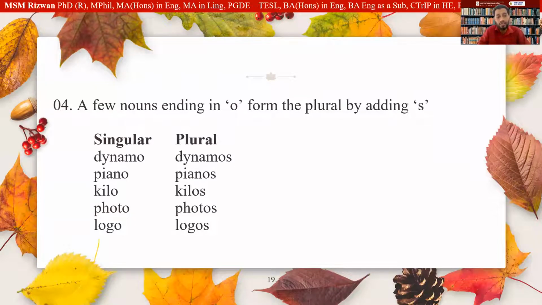And the fourth classification is a few nouns. Now you have to look at the word few, a few nouns, right? I'm emphasizing the word few: a few nouns ending in O form the plural by adding S. Earlier, for most nouns ending in O, we formed the plural by adding ES. And now here you could see a few nouns ending in O, for which we make the plural by adding S. Now you can see here dynamo, dynamos. Can one of you read out the given examples?